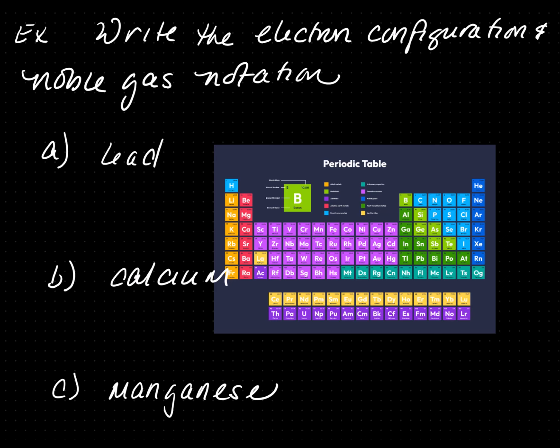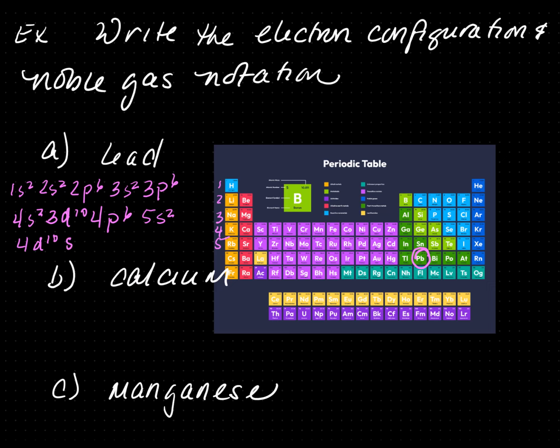So lead is located right here. That's going to be 1s2, 2s2, 2p6. Remember, everything is going to be filled until we reach the P block here because Pb is located in the P block. Row 3 is going to be 3s2, 3p6. Row 4 or period 4 is going to be 4s2, then 3d10, 4p6. Period 5 is going to be completely filled. That's going to be 5s2. After 5s2, that is going to be 4d10 and then 5p6.